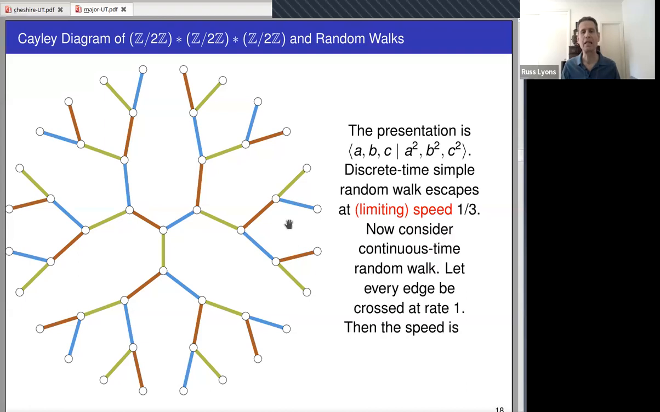Now let's go back to continuous time random walk, and let's start with the simplest case. Each edge has rate 1. What is the speed now?